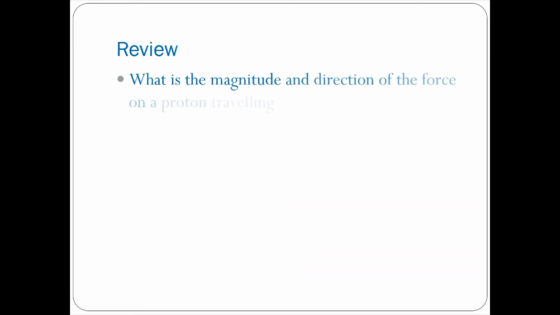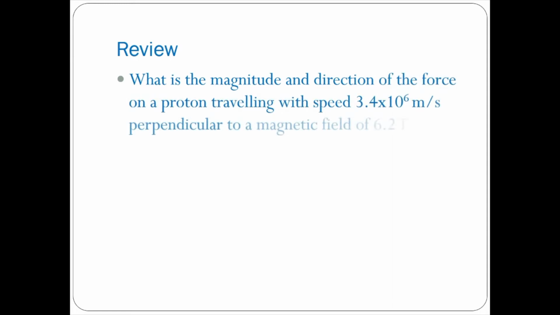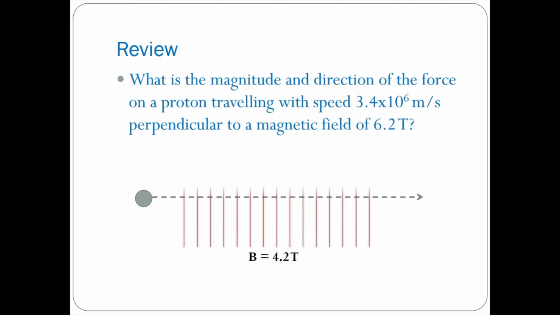All right. So here we'll throw a proton traveling with a speed of 3.4 times 10 to the 6 meters per second, so not quite the speed of light, into a perpendicular magnetic field of 6.2 Tesla. And we're asked, what is the magnitude and direction of the force on this proton?